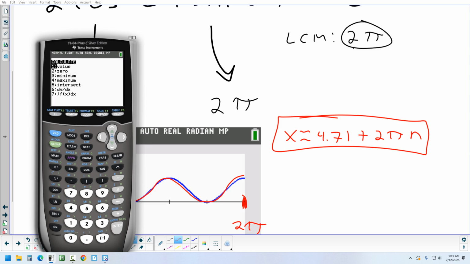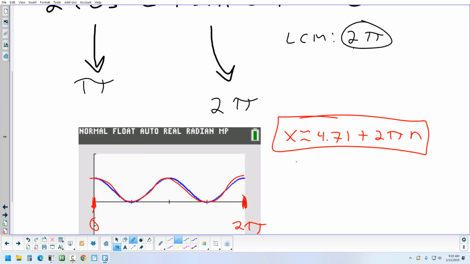So second calc intersect. Sorry, second calc 0. I have to hit cancel or clear. Intersect won't work because we don't have another line on the graph. Okay. And when you do that, you can see you get 269.9999997. It's 270. Okay. So if you had to do it in degrees, that's how you do it.